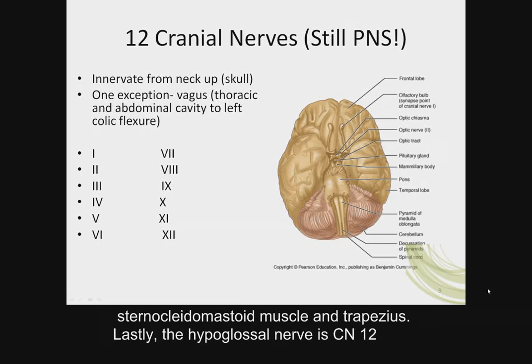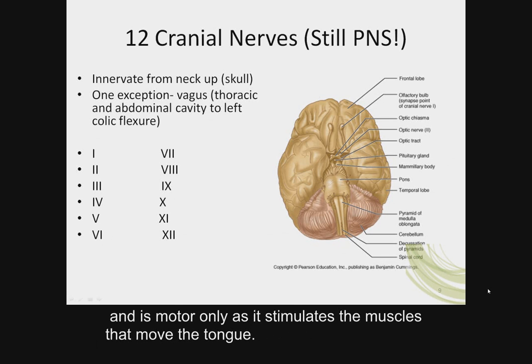It innervates your sternocleidomastoid muscle and trapezius. Lastly, the hypoglossal nerve is cranial nerve 12, and is motor only as it stimulates the muscles that move the tongue.